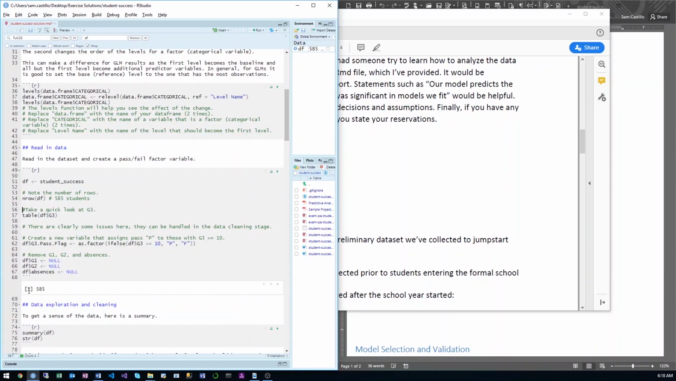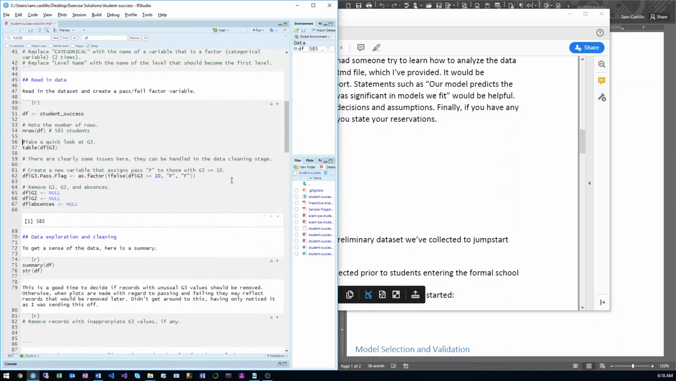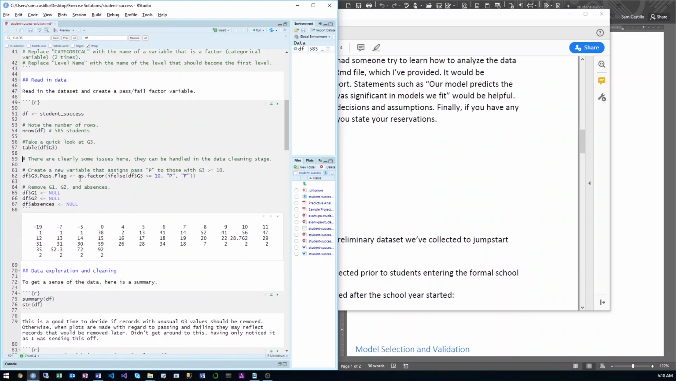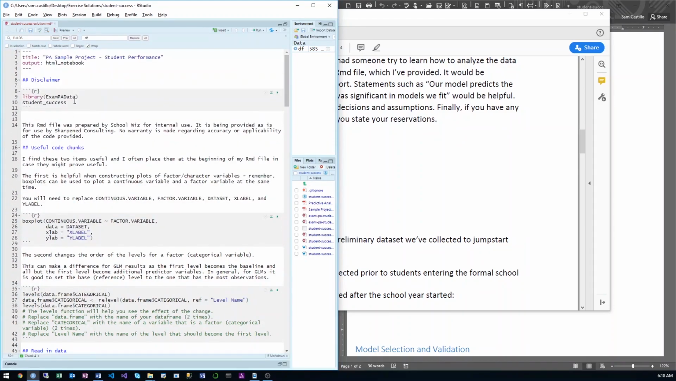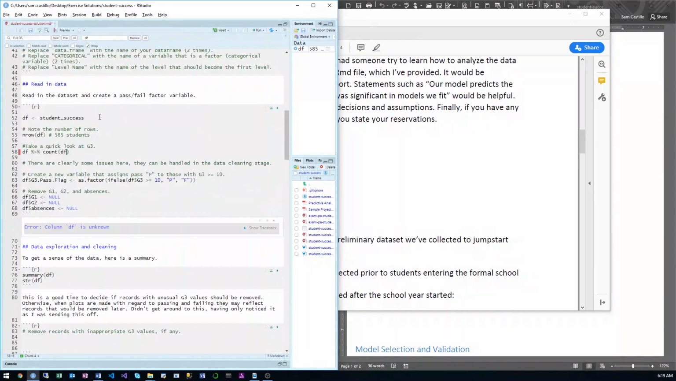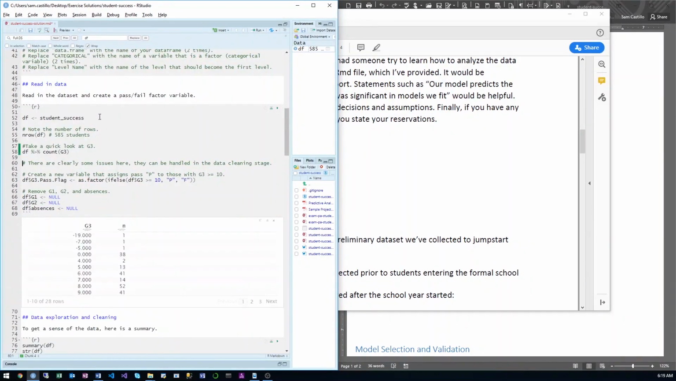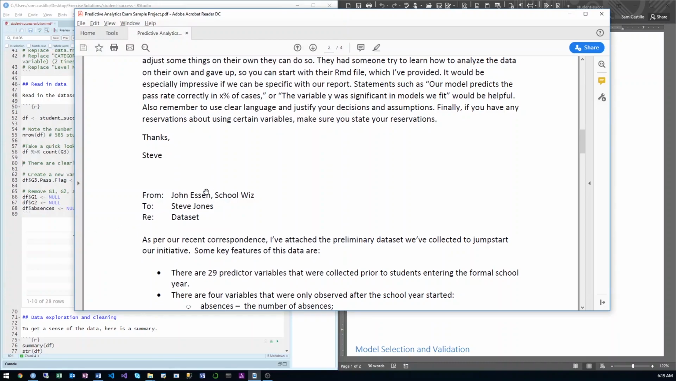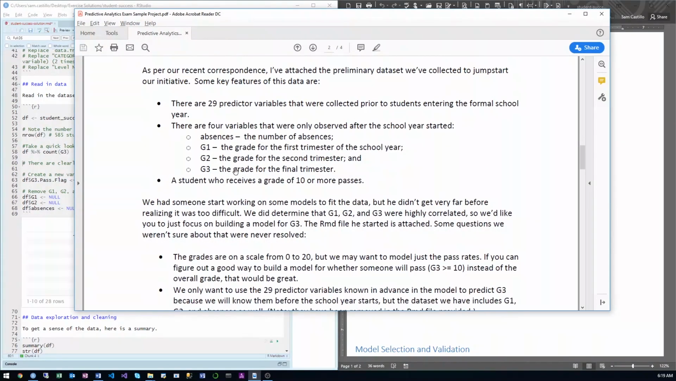And then I can see that there are 585 observations, and this is showing you the values of G3. I like to use count. I have to load the tidyverse library, which will be on the Prometric computer. I want to count the G3 column. Okay, you can see that there are some negative values, and if you look in the project statement, G3 is the grade of the final trimester.